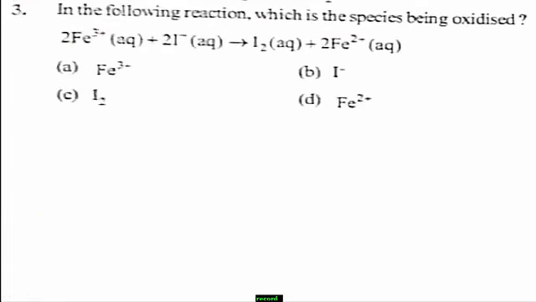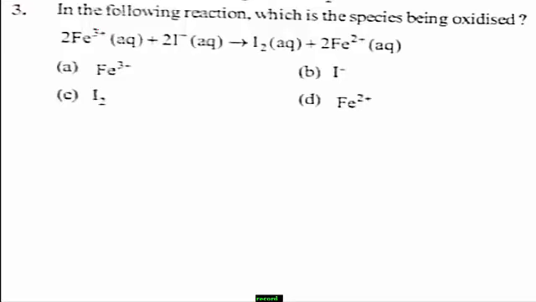Next, question number 3. In the following reaction, which is the species being oxidized? The given reaction is Fe3+ plus 2I- gives I2 plus 2Fe2+. The options are: option A Fe3+, option B I-, option C I2, and option D Fe2+.